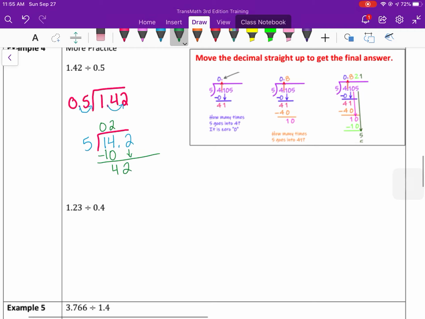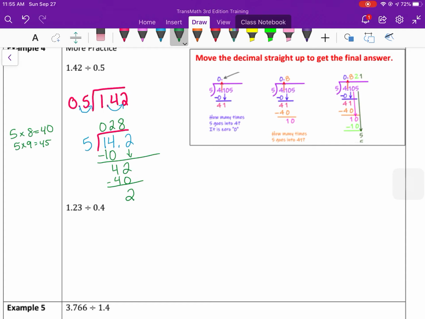14 minus 10 is 4, and then you bring the 2 down. Then 5 fits into 42. Well, since 5 times 8 is 40, and 5 times 9 is 45, 5 fits into 42 8 times. So I put the 8 above the 2, and 5 times 8 was 40, so I'm going to subtract.